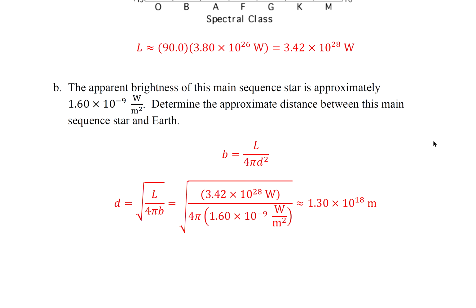Part B, the apparent brightness of this main sequence star is approximately 1.6 times 10 to the minus 9 watts over meter squared. Determine the approximate distance between this main sequence star and Earth. We're going to use this equation from a previous worksheet. And we're just going to solve for D.